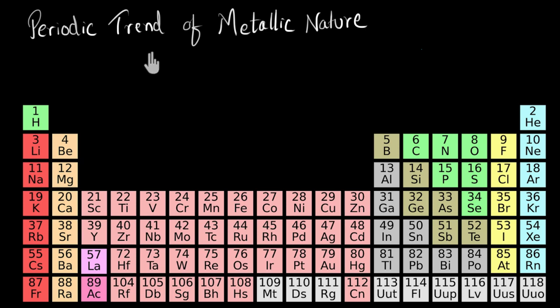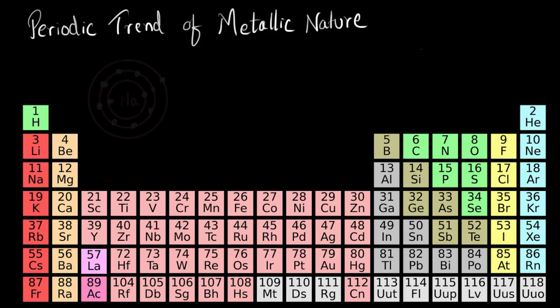Let's see what's the trend of metallic nature in a periodic table. Basically, how does the metallic nature vary as we go across a period and down a group? And if you're wondering what's metallic nature, then I hope you recall that a metal is an element that can easily give away its outermost electron.